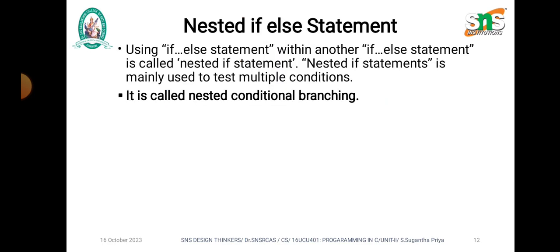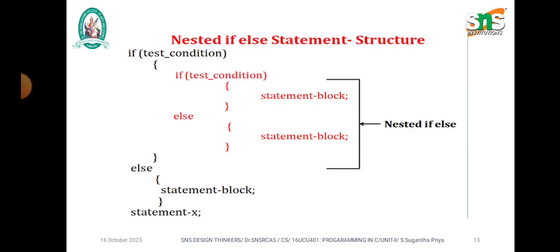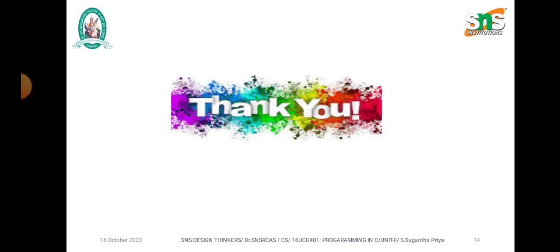Next is the nested if-else statement. Using an if-else statement within another if-else statement is called nested if, because an if-else statement will be inside another if-else statement. It is also called the nested conditional branching statement. This is the flow diagram of the nested if-else statement, where the condition has already been tested and within that tested statement another condition will be tested. That is why it is called a nested if-else statement. Thank you.